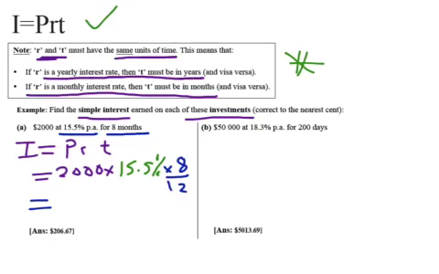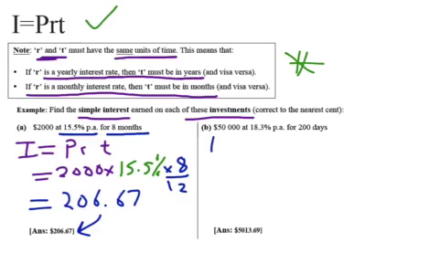We've got $2,000 times 15.5% times by 8 over 12. And you should get to the nearest cent $206.67, which is the answer there. Now for the next one, same idea.